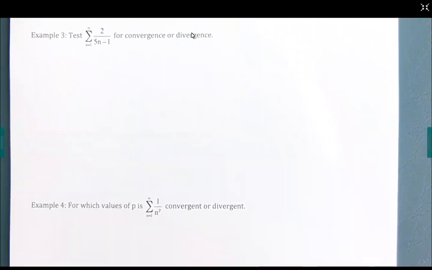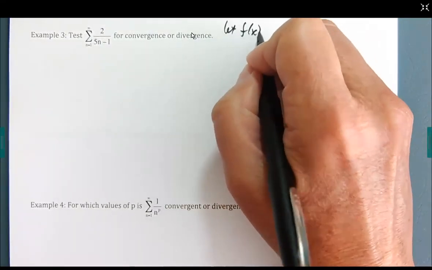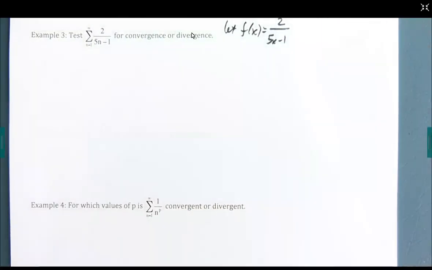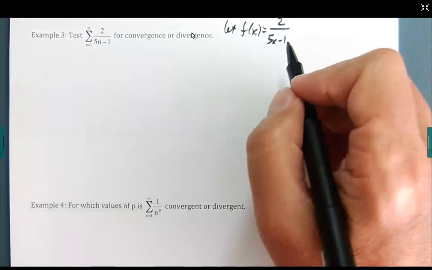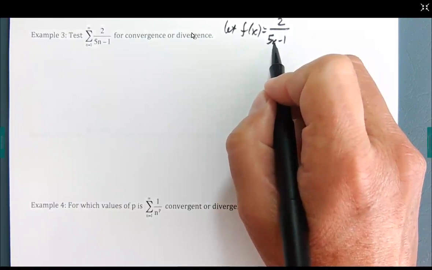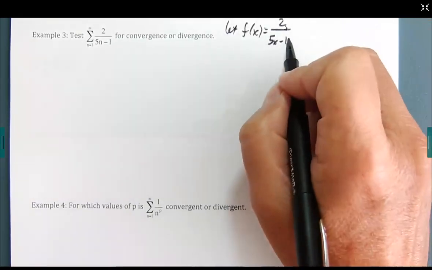All right, let's see what we get here. So once again, I'm going to let f of x be 2 over 5x minus 1. And this function, once again, because x is going from 1 to infinity, it's continuous, right? I'm not hitting a 1/5. It is positive because x is going to start with 1. And it is also decreasing because as x gets large, we're good.